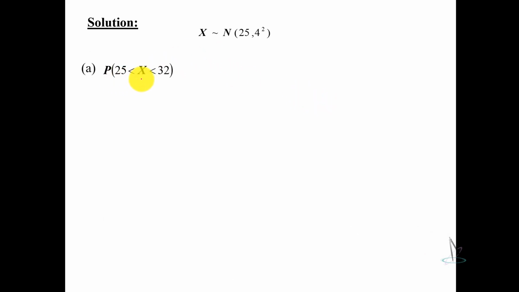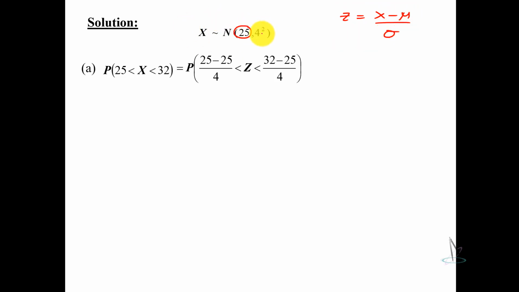Okay, so now part A, probability for X in between 25 and 32. Let us standardize them using the formula. Z is equal to X minus mu over sigma. So basically the mu is 25 and the sigma is equal to 4. So X minus mu over sigma, 32 minus 25. When you simplify them, you are going to get probability for Z in between 0 and 1.75.